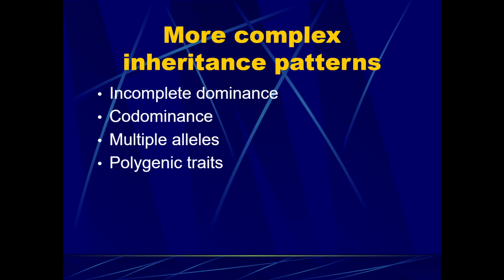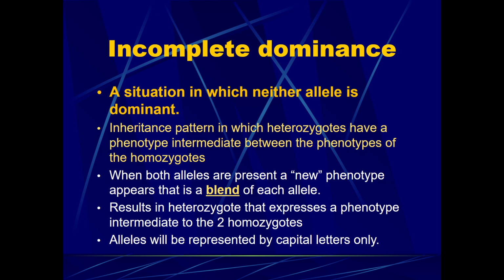So, some more complex inheritance patterns that we're going to look at are incomplete dominance, codominance, multiple alleles, and polygenic traits. So let's first talk about incomplete dominance. Now, this is a situation in which neither allele is dominant. They work together, they produce a blending type of phenotype. This is an inheritance pattern in which all heterozygotes have a phenotype that's in between the two other alleles. And that's what produces the blend.